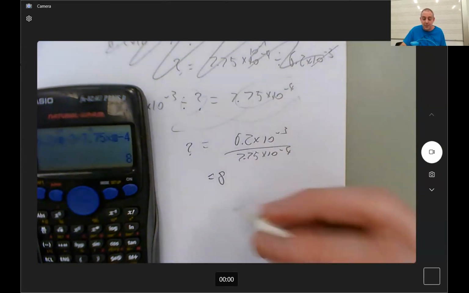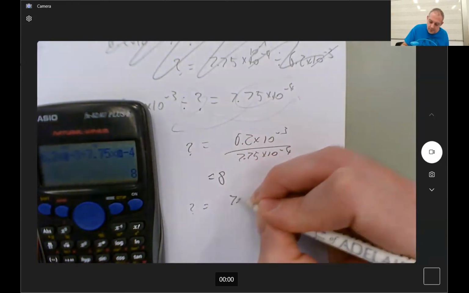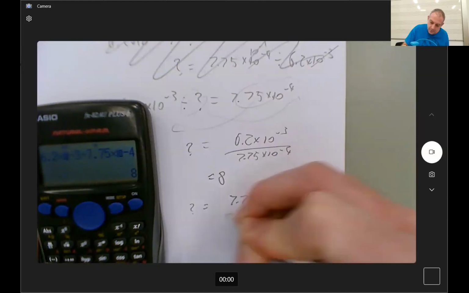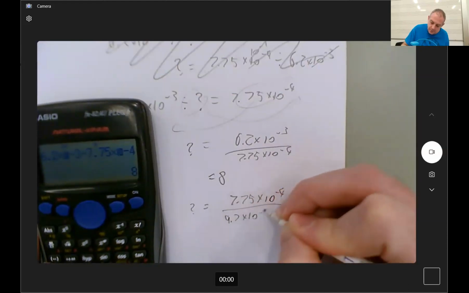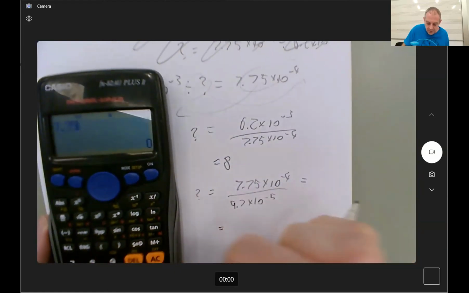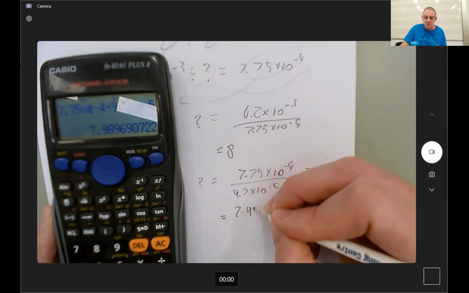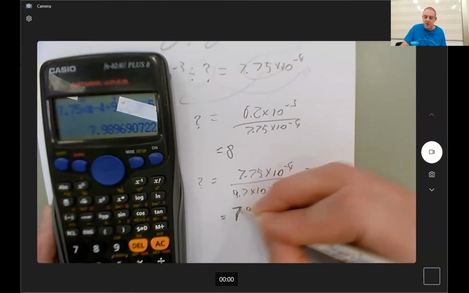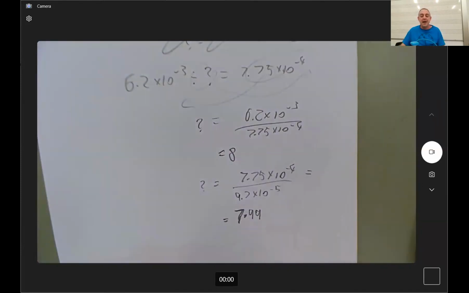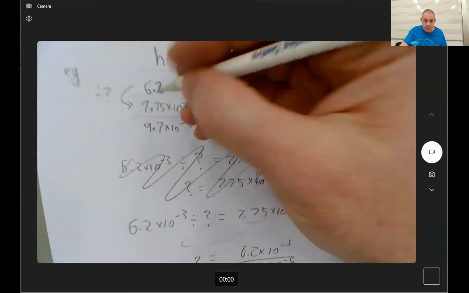And let's just check if the next one works. 10.75 times 10 to the minus 4 divided by 9.7 times 10 to the minus 5 is 7.99. That's pretty close to 8. So I reckon we're dividing by 8 each time. If I go back to my table, I'm dividing by 8.